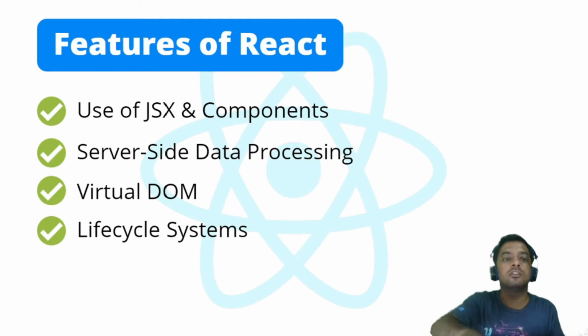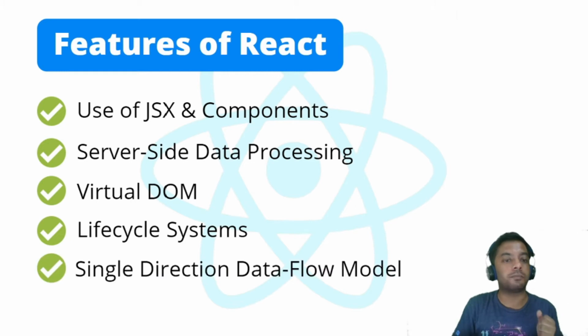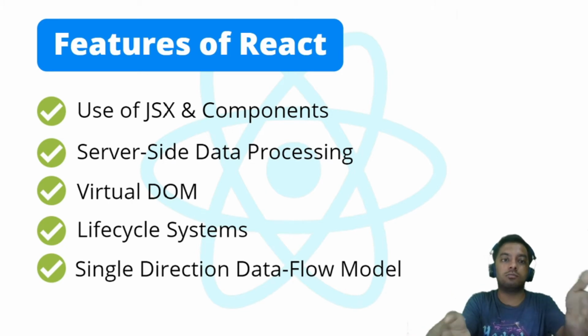So for that there is some other component. So we can perform different actions at different stages in the component's life. So this is what the lifecycle system helps us with. The last feature of React is the single direction data flow model. And I guess this is the most important and the best feature of React amongst all.